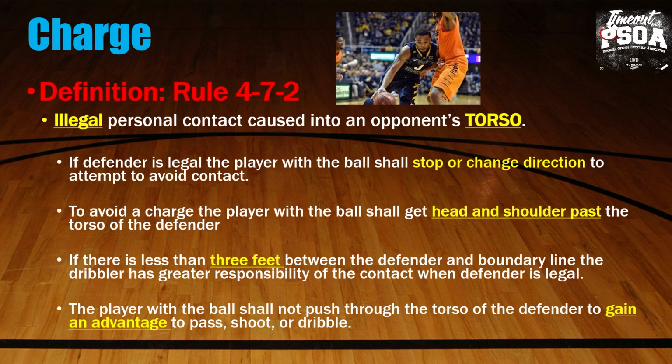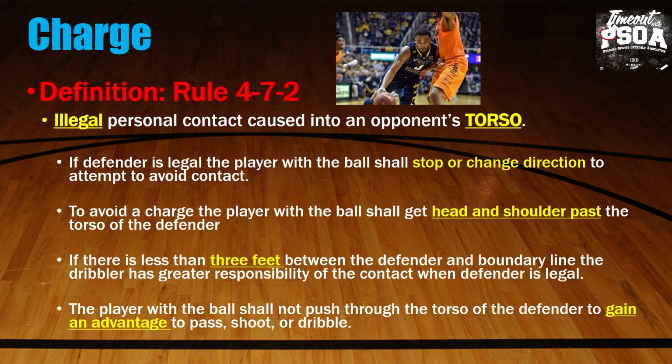Second common foul, charge. Illegal personal contact caused by going through the opponent's torso. So we don't have the head and shoulder pass here. We have the defense legal guarding position. It is the offense initiating the contact. It is the offensive player's responsibility to stop or change direction. If they don't stop or change direction to avoid contact and they get hit, then that defender gets hit in the torso, while defensive sliding or not, it is a charge on the offense.